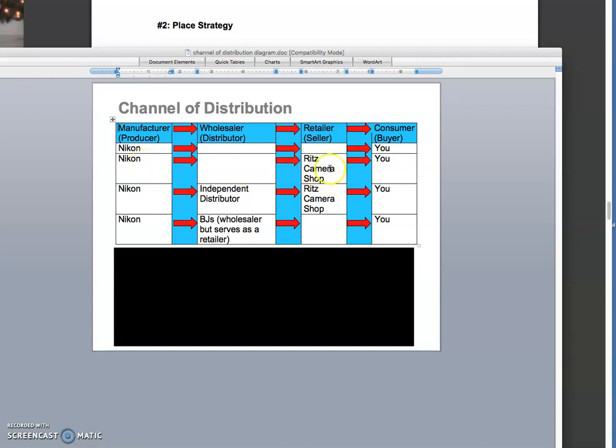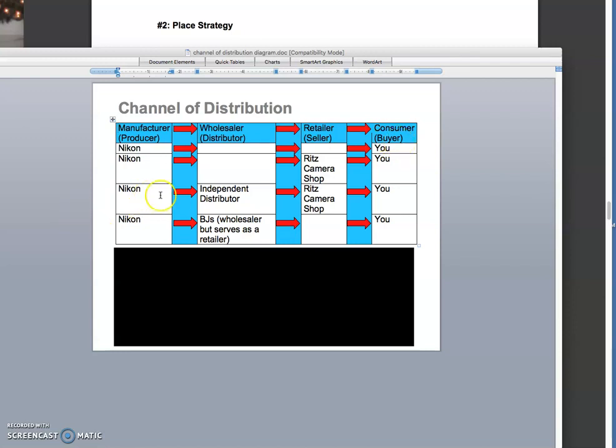Now, they're not going to make as much money because as we add channel members, the cost is going to increase, because Ritz Camera Shop is going to sell it for more than what it bought it for from Nikon. So if you sold direct, you could make more money per unit, but you have to ask yourself the headache factor. Are you going to have to deal with each individual that buys it? As well as, what if you're making it in, say, Japan and you're selling it all around the world, the cost to be able to distribute these products.